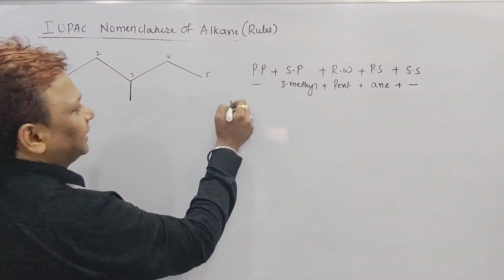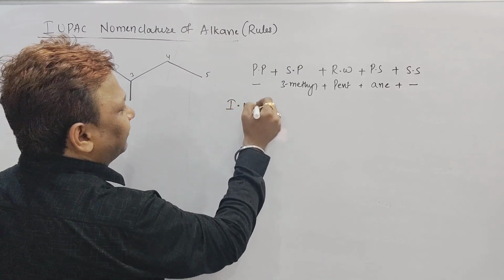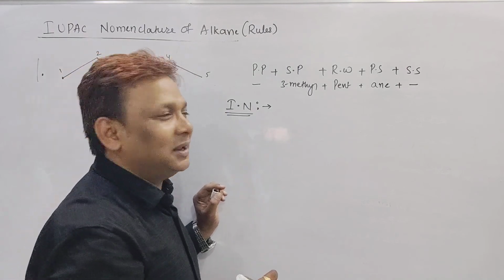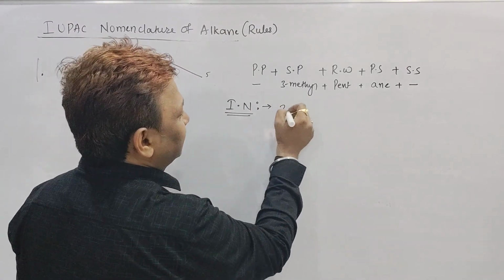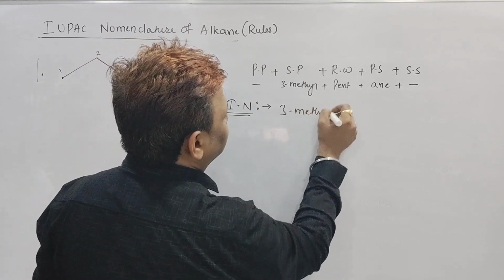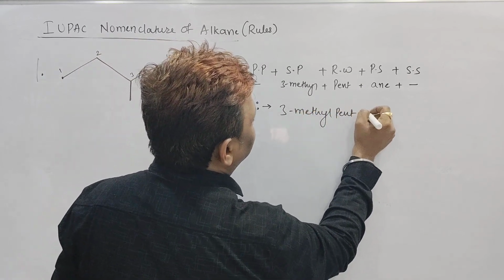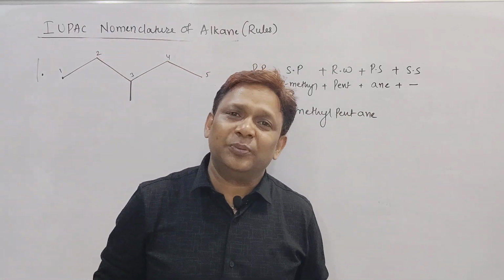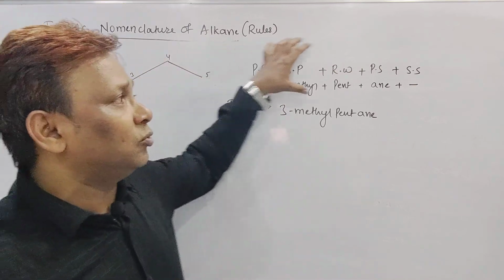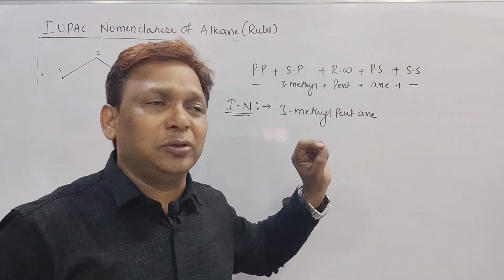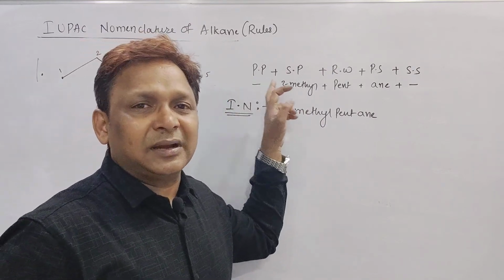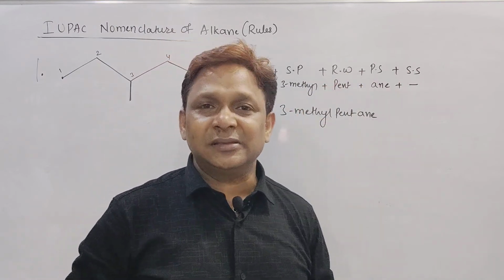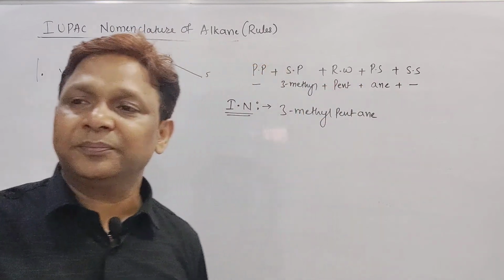So what is the IUPAC name of the compound? Do you know, beta? Whenever I write IN, it indicates IUPAC name, and CN indicates common name. So what is the IUPAC name? Sir, the IUPAC name of the compound is 3-methylpentane. See beta, while writing the IUPAC name, this is the skeleton you have to use: primary prefix plus secondary prefix plus root word plus primary suffix plus secondary suffix. Right? Take a screenshot of this, beta.